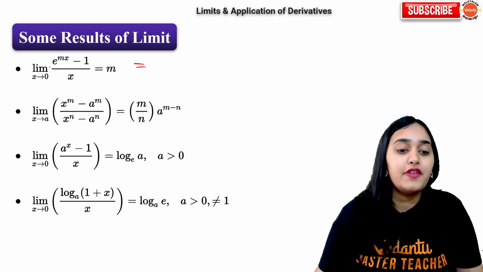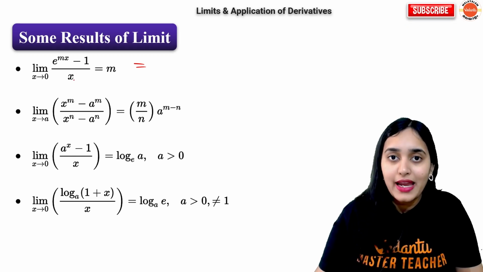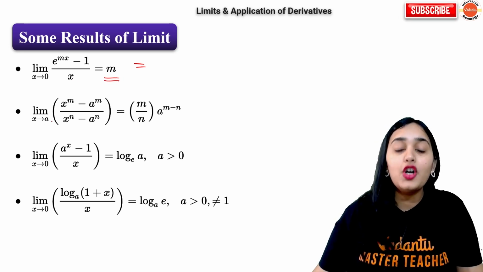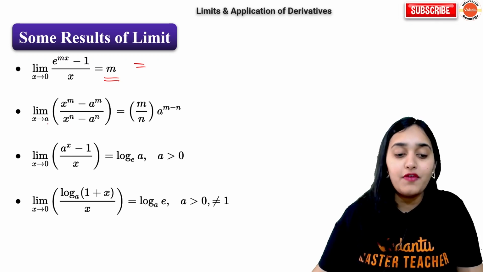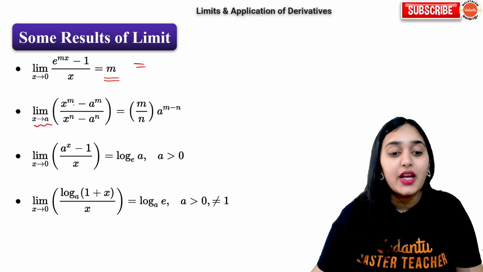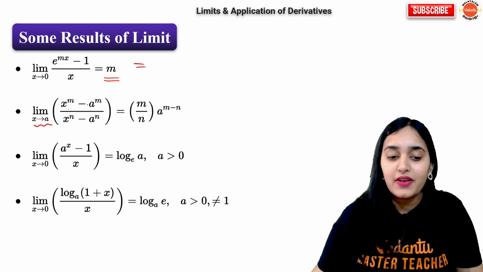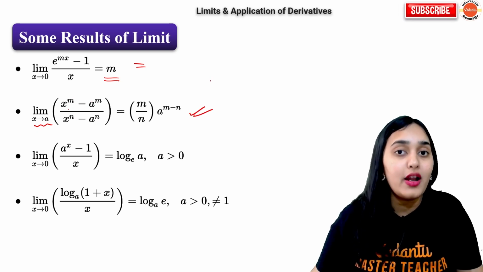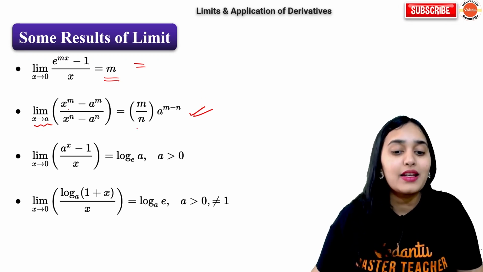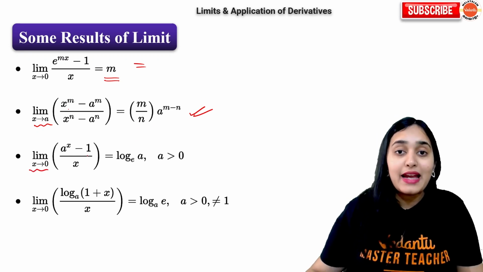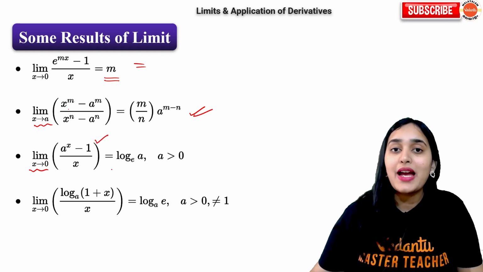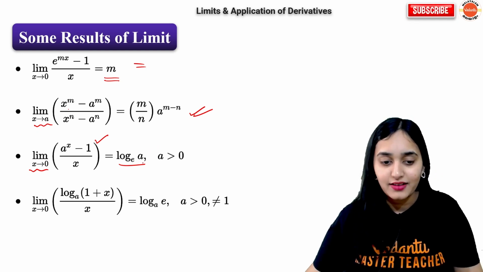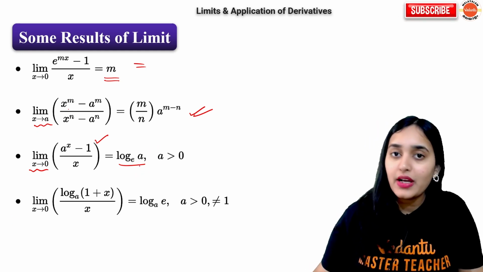If your function is of the form e to the power mx minus 1 upon x, it can be written as m directly. Similarly, if your limit is of the form limit x tends to a, x to the power m minus a to the power m upon x to the power n minus a to the power n, then it can directly be written as m upon n a to the power m minus n. Limit x tends to 0, a to the power x minus 1 upon x is log base e of a. So directly you can use these formulas.